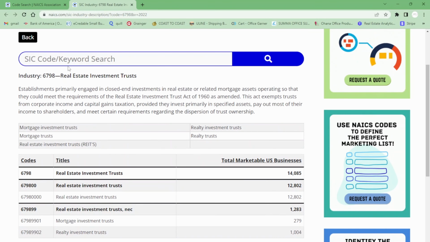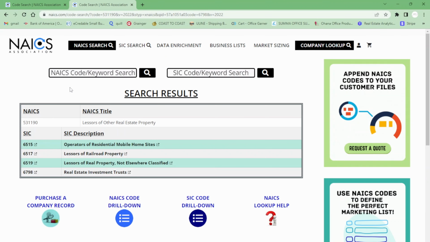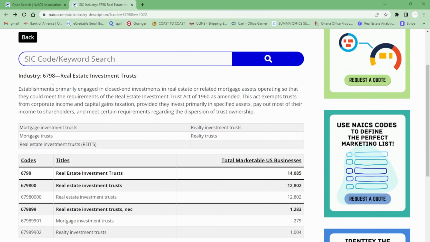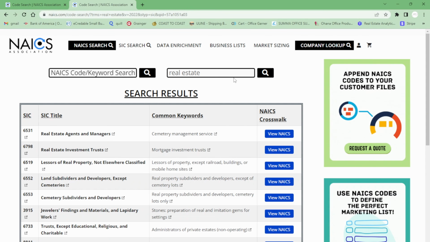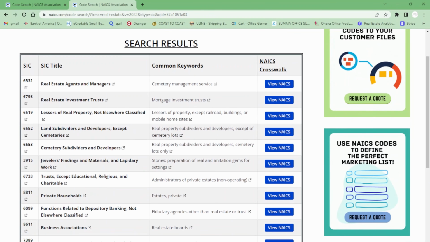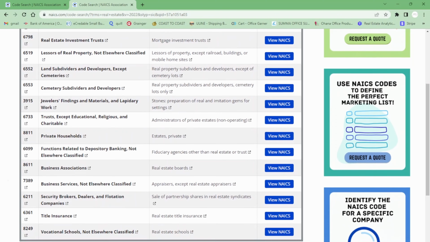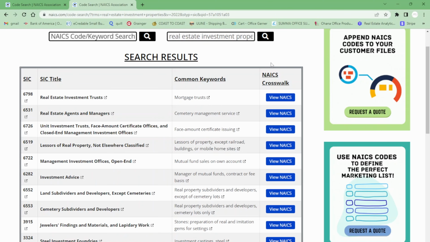So real estate, like I said, is another high risk industry. Let's look a little bit deeper into real estate, because I don't want people to just think I want to provide all of the codes, or at least the most common code for real estate. So let's go straight into it. I've typed in real estate investment properties just to be more specific.